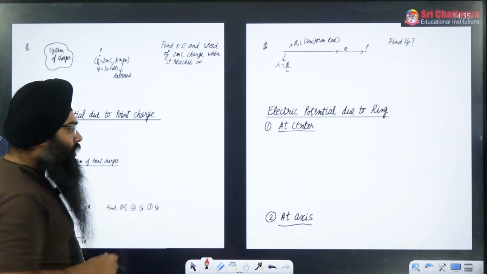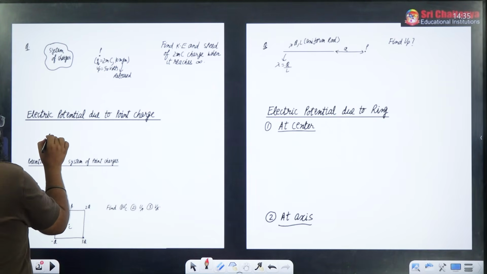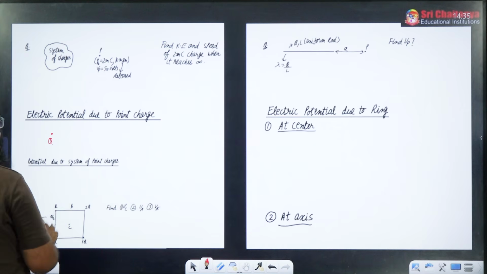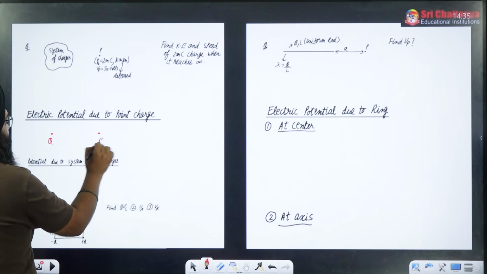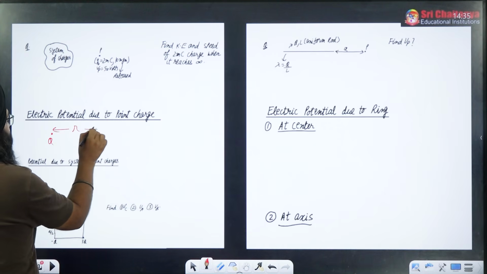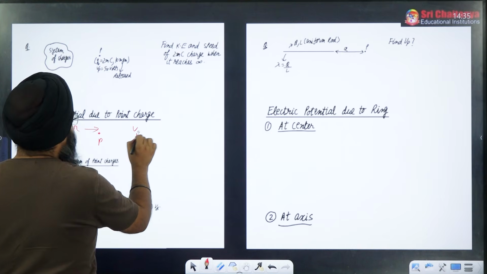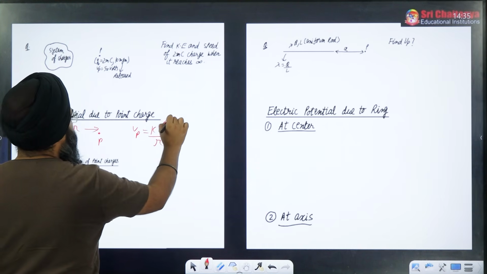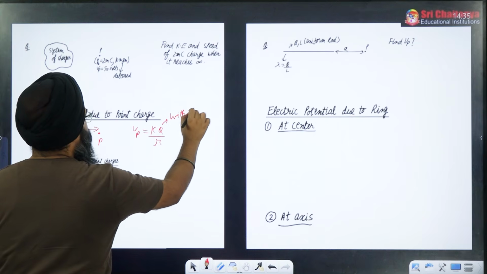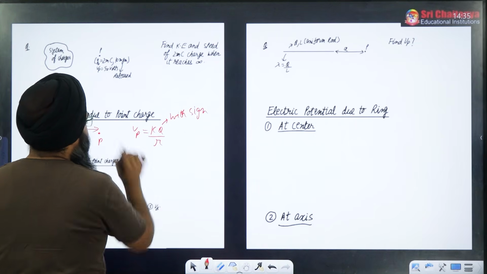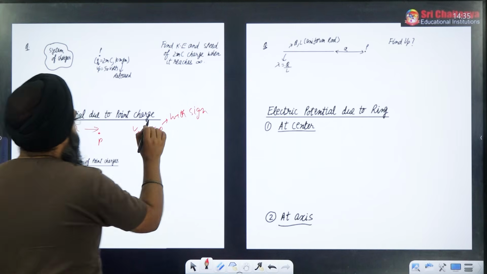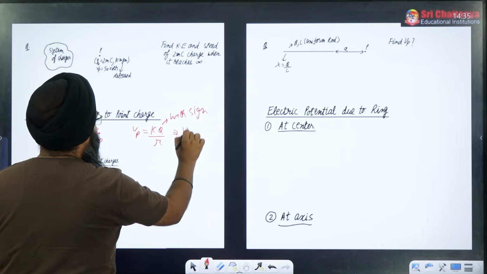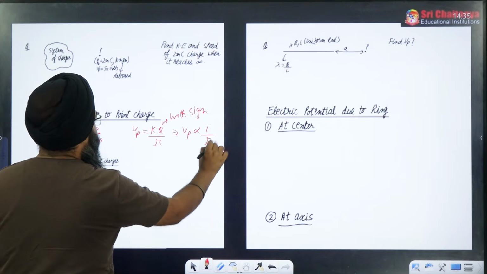What is the electrostatic potential due to a point charge? It is very simple. Suppose there is a point charge Q which is kept here, and let us suppose I want to find the potential at this point. Suppose the distance from here to here is R. Then the potential at point P will be given by KQ divided by R, where obviously Q has to be put with sign. You should put the value of Q with sign. And one more thing which I want to tell is that potential here is inversely proportional to R.